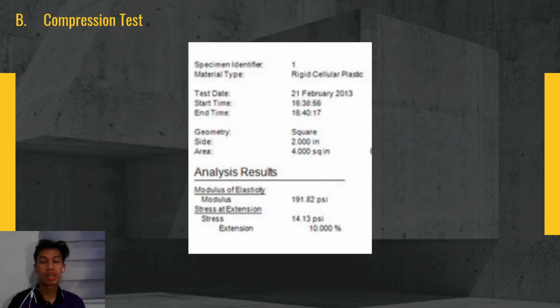After the compression test, you can see that the material used there was the rigid cellular plastic. Then, after that, the modulus of elasticity was determined to be 191.82 pounds per square inch. Then, the stress that it can hold is about 14.13 pounds per square inch. Ibig sabihin, ito yung mga elasticity na kayang i-hold ng cellular plastic na material na pinakita dun sa compression test. Then, itong stress, ito yung maximum na strength na kayang i-hold ng cellular plastic na tinest sa video na pinakita.